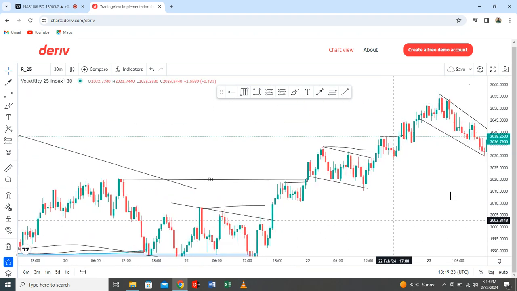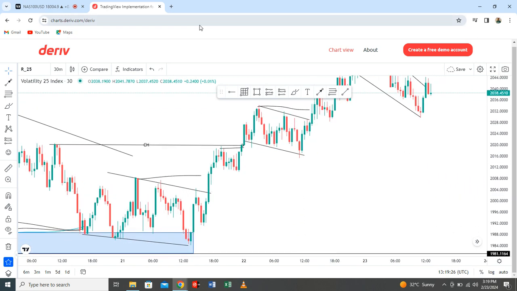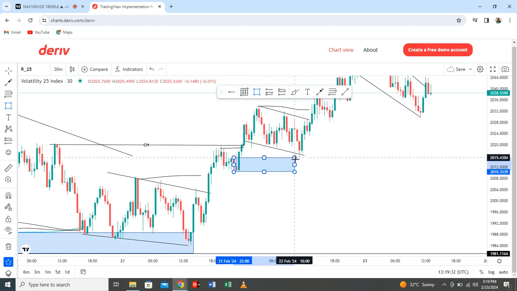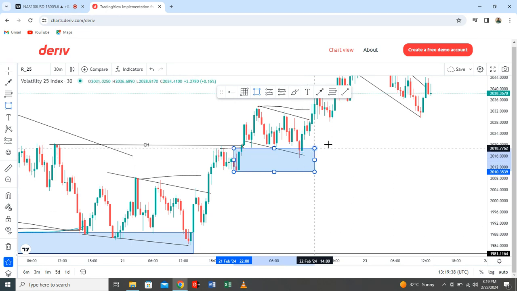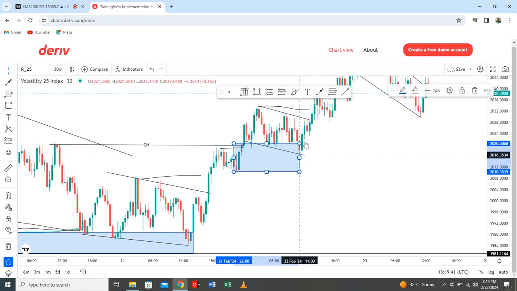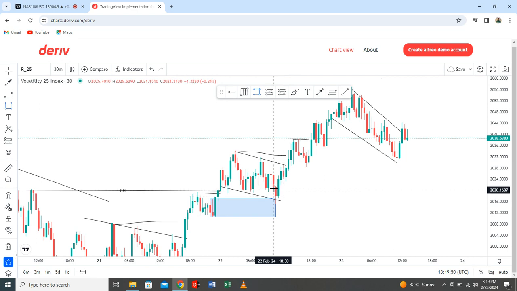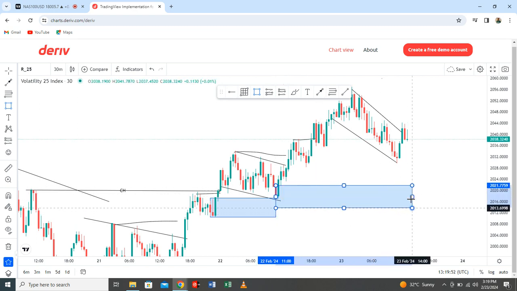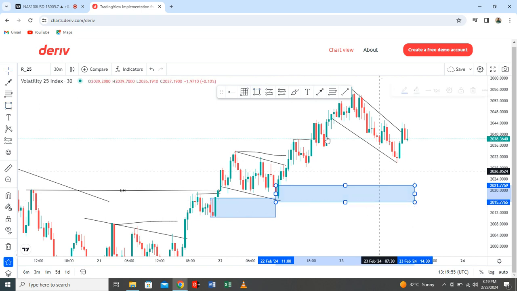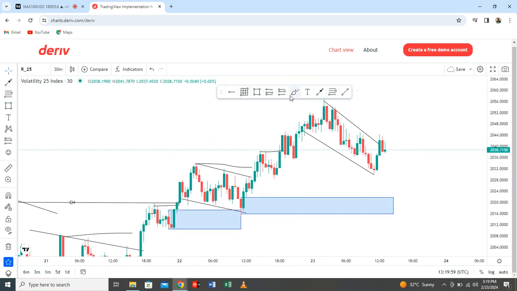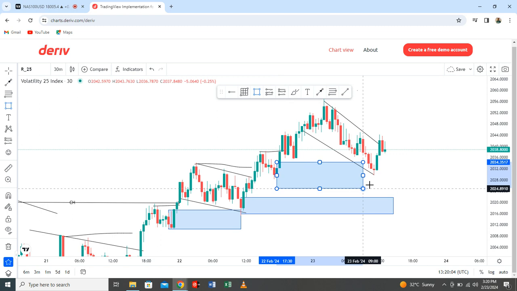Let me try to zoom in. Here we had an order block, guys. I think that it's starting somewhere there. Sorry for that. I think we had an order block and the price came to mitigate that order block. This side too, we have an unmitigated order block, guys. Remember, mark these order blocks where there is a break of structure. There's an order block here.